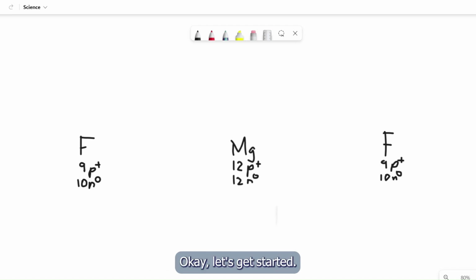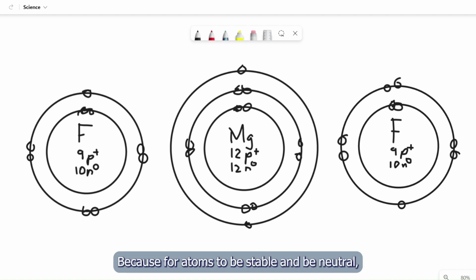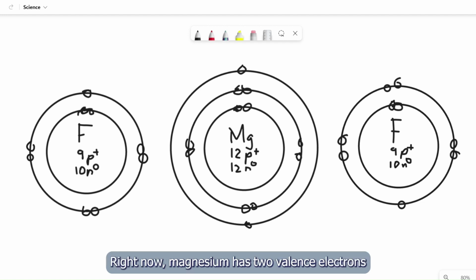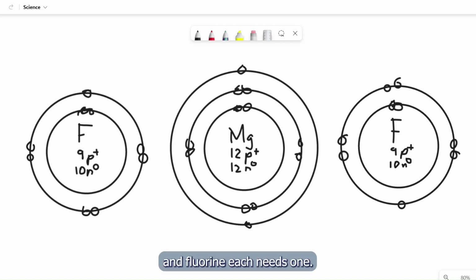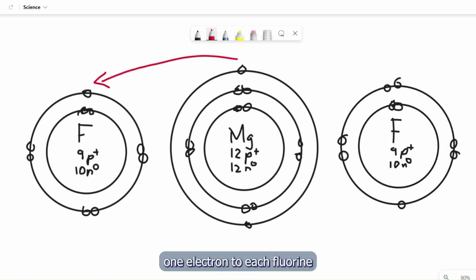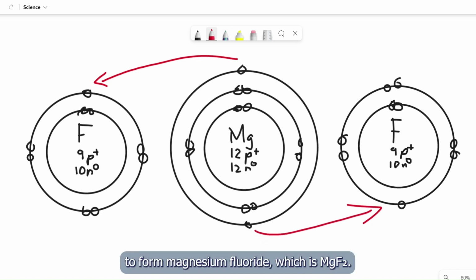Okay, let's get started. I already drew the Bohr models. Here they are, and each atom has the same number of electrons as its protons, because for atoms to be stable and be neutral, there needs to be the same number of electrons as protons to cancel the charge. Right now, magnesium has 2 valence electrons, and fluorine each needs 1. So what magnesium can do is it can donate 1 electron to each fluorine to form magnesium fluoride, which is MgF2.